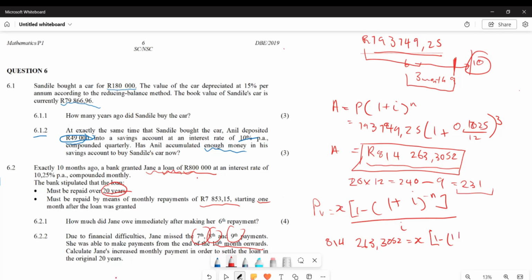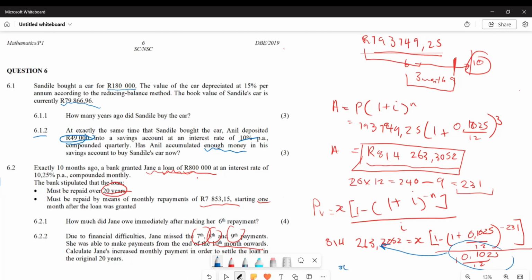Now this is going to be 1 plus 0,1025 over 12, to the power of negative 231, and then over i, which is 0,1025 over 12. Then we want to calculate X. The first thing we do is start with this part here and multiply this side, and after that we divide both sides to get our X.